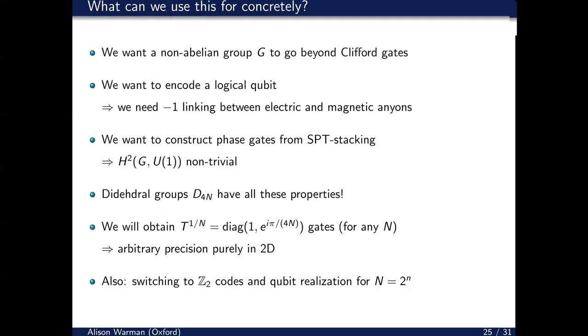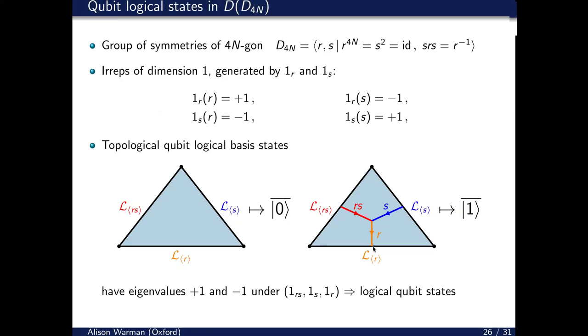The point is that we need boundary conditions such that we have a logical qubit, where in this case, for the dihedral group, we take the group elements RS, where R is the rotation and S is the reflection, S and R. And this can be seen as a logical qubit because there's a -1 braiding phase with the triangle of irreps. Because the dihedral groups have these 1D irreps with character -1, there's a -1 braiding phase between these magnetic anyons and the electric anyons for the 1D irreps. So this is why we can have a logical qubit.